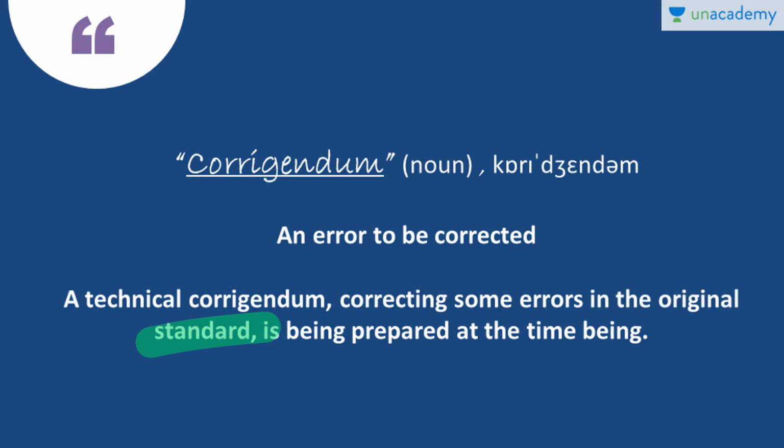So what we are doing is actually preparing a technical corrigendum. That is, we are noting down all the errors which are to be corrected. That is why we call it a technical corrigendum, and that is how we use this word corrigendum. You can find this word in n number of places, even in English sentences. It is used very frequently.